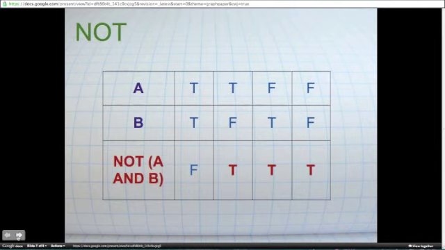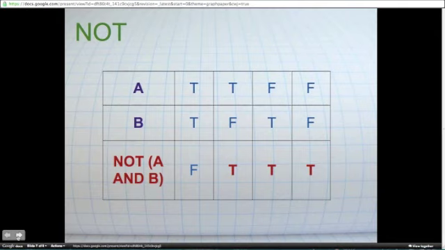And then we have not. Now, not doesn't really join conditions. But what it does is reverse a truth value. It's like putting a minus sign in front of a number. Rather than reversing the sign of a number, though, not reverses the truth of a condition.